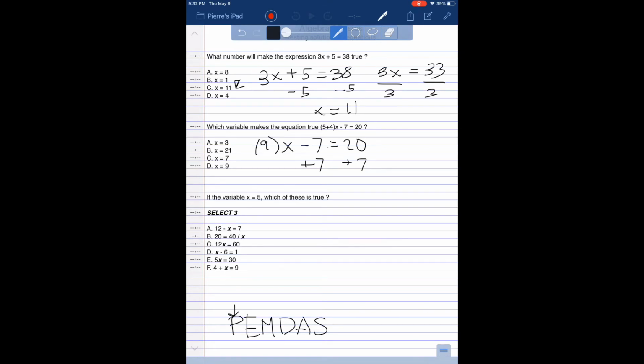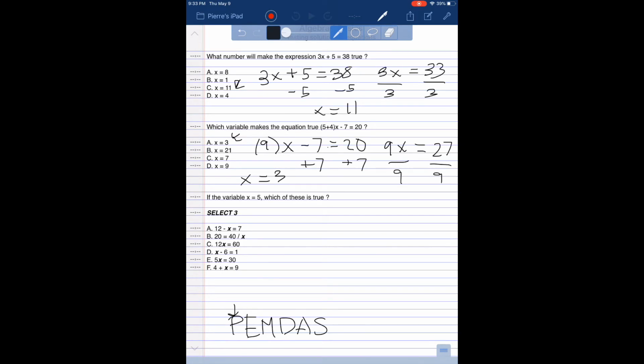So this 9 will multiply to this x, right, because when a variable is next to a constant like that, it always means multiplication. So we're going to do two things here. 9x equals 27. Same thing, we need to get the x by itself, so we're going to divide both sides by 9. And x here equals 3, which is a. Excuse my arrows there.